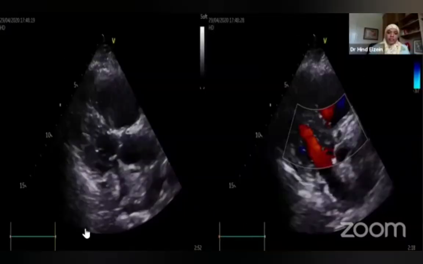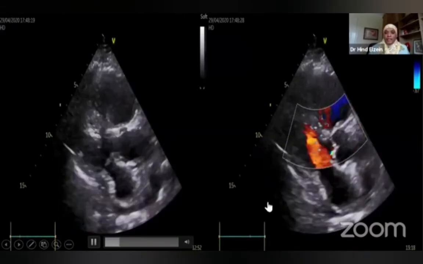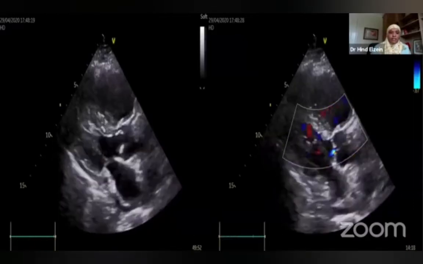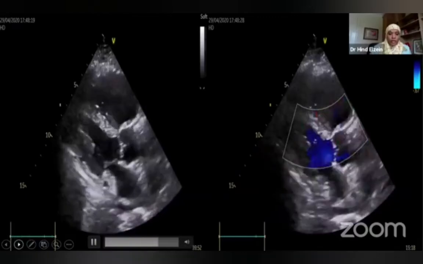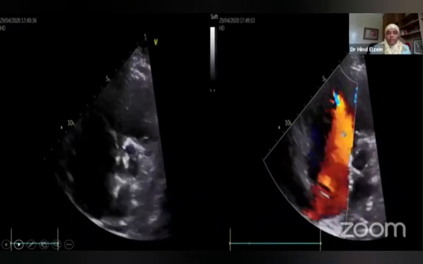Following that, she had an urgent bedside echo. And here are the images. And I have more slides I'm just going to show.